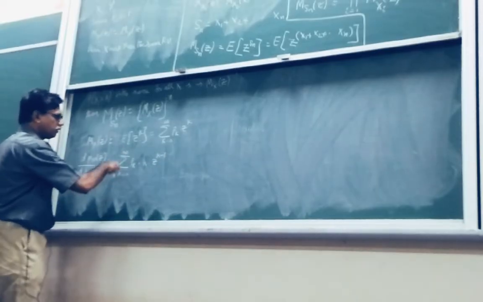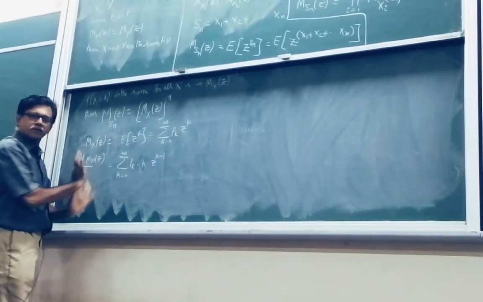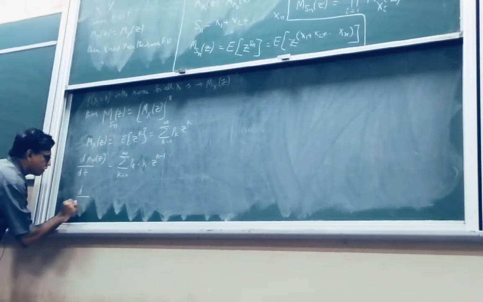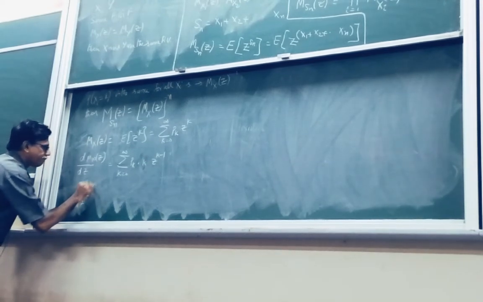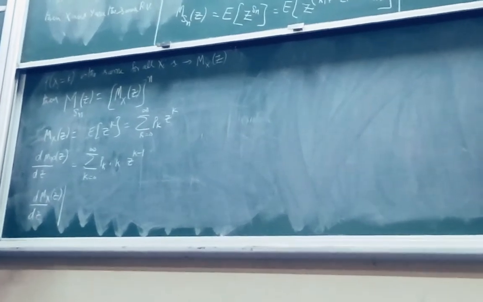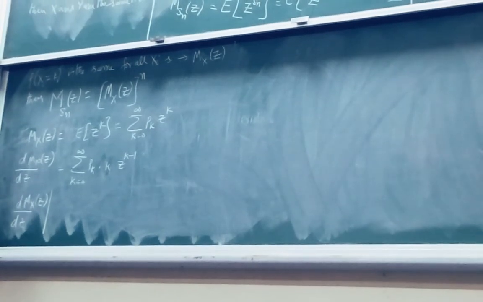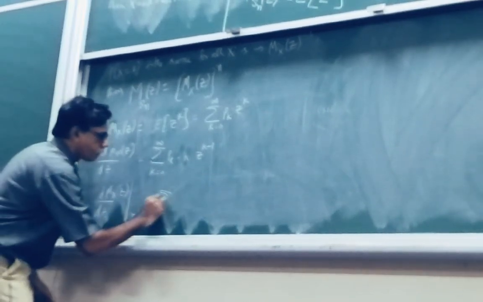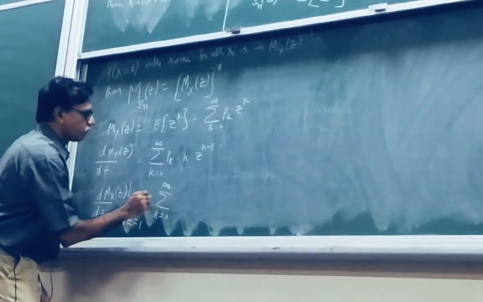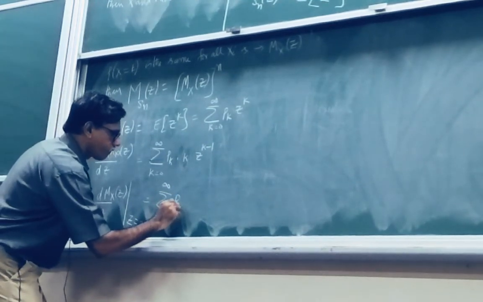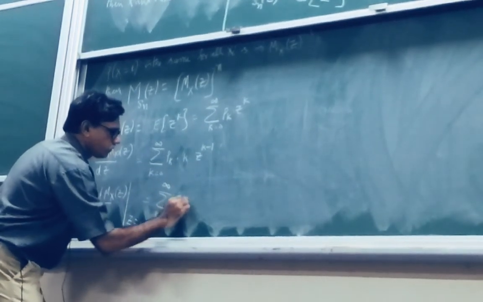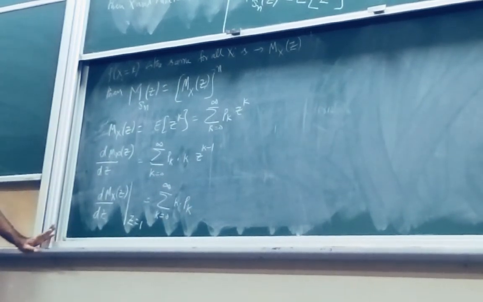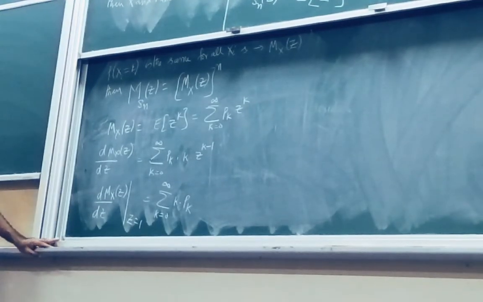And what is this? z power k minus 1 by itself is again a polynomial. Now, if I evaluate this at z equal to 1, then I get the sum of k times p_k. And what is this quantity?